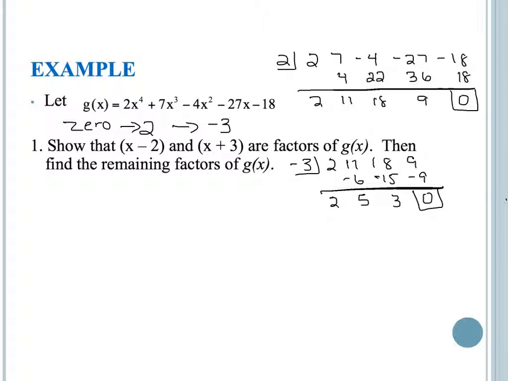The fact that we have zeros tells us the original factors that we wanted to demonstrate, the x plus 3 and the x minus 2, are indeed factors, but we now have a quadratic 2x squared plus 5x plus 3 that we need to set equal to 0. So you might be really good at factoring, but I'm terrible at it, so I'm going to use the quadratic formula.